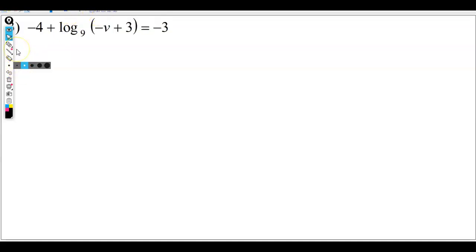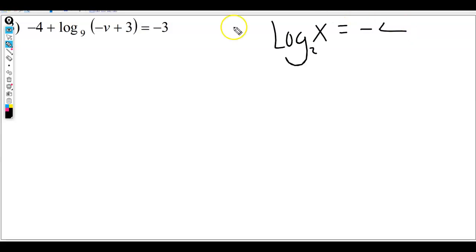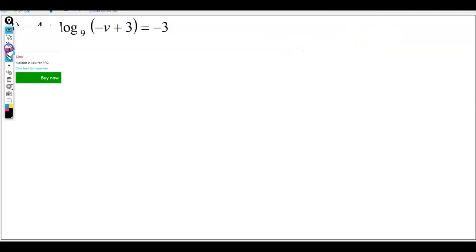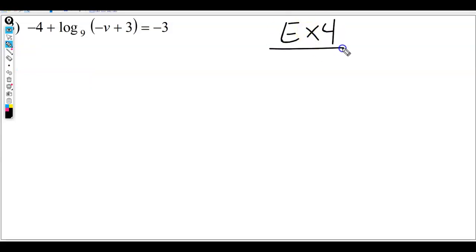All right. So in this particular problem, we have a lot of extra stuff. Okay. We have, remember how we talked about the basic example? The basic example is when you have a log with an x, and then there's just a number over here, right? That's what I would call a basic example. Now this example is what I'm going to call extra numbers. So let's go ahead and title this as example 4. Once again, we're solving for x.